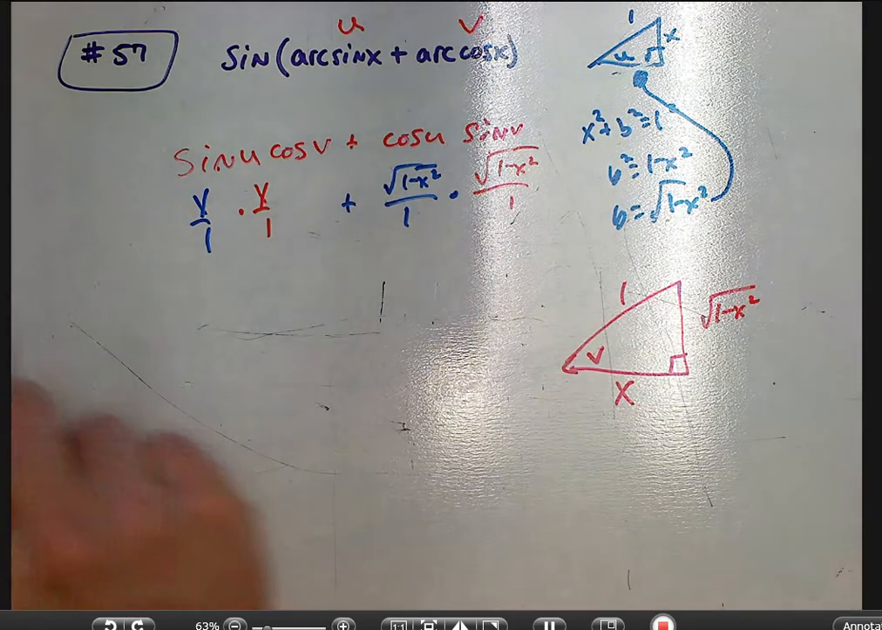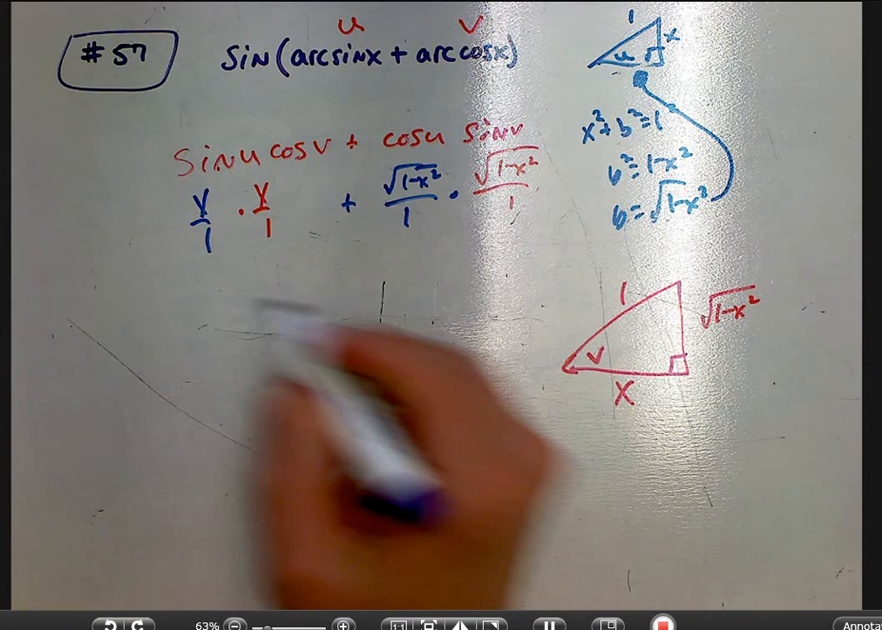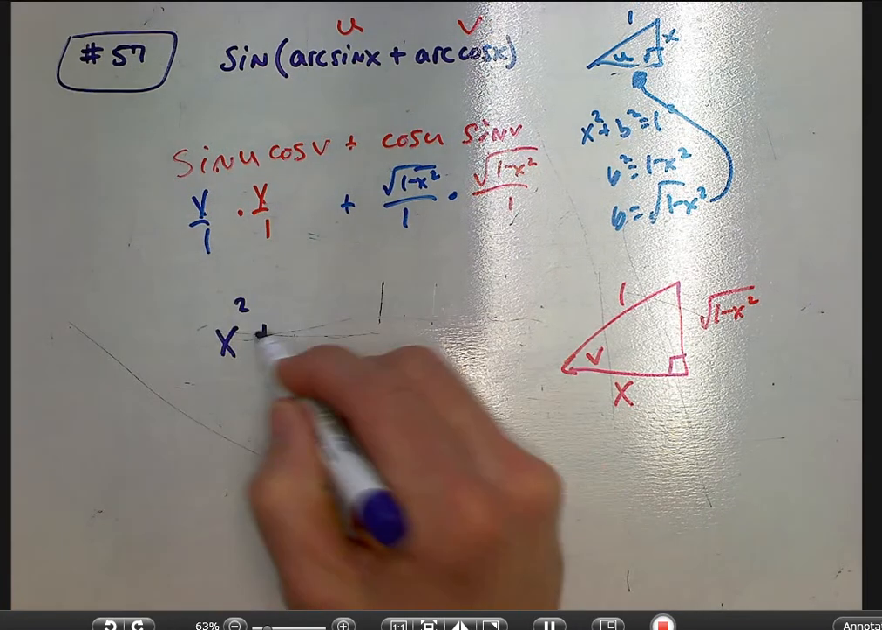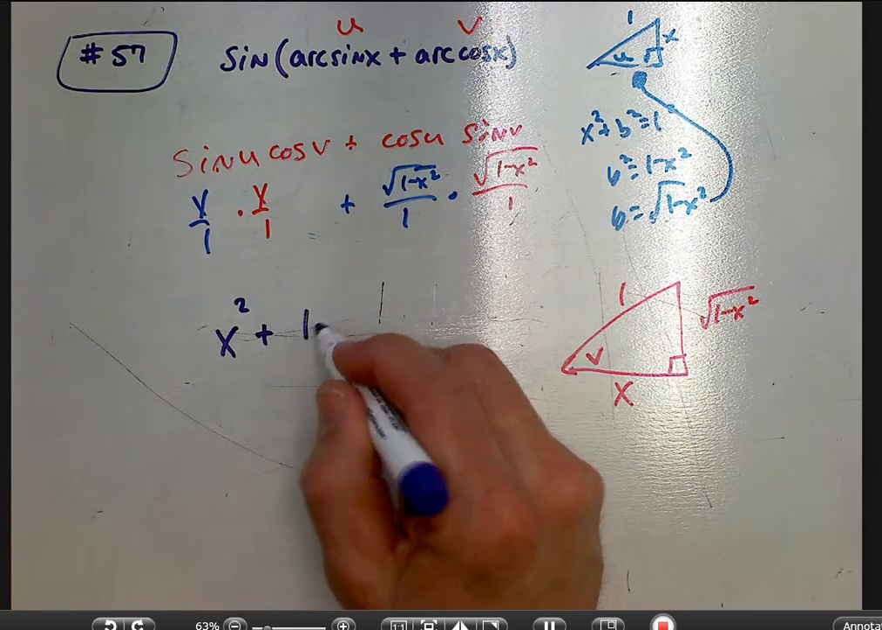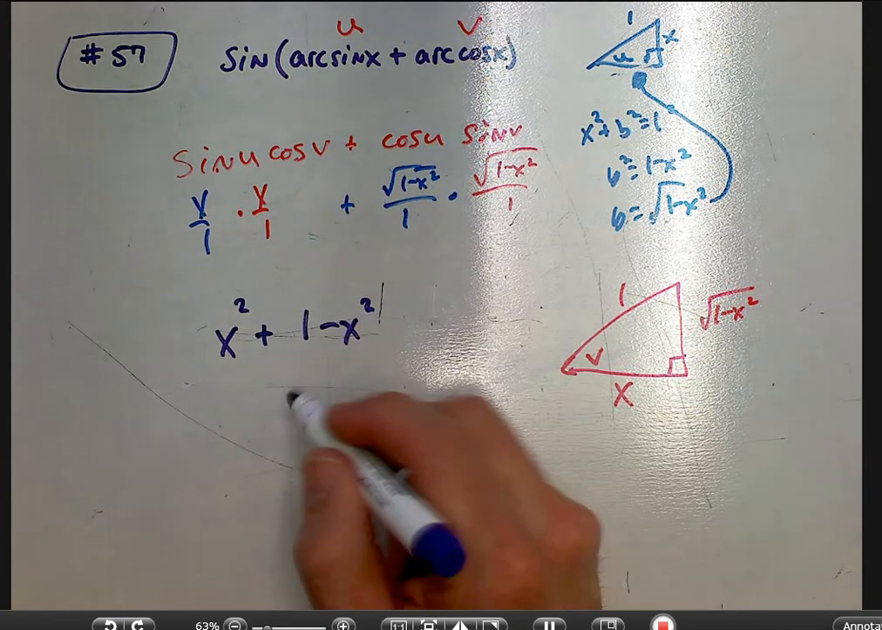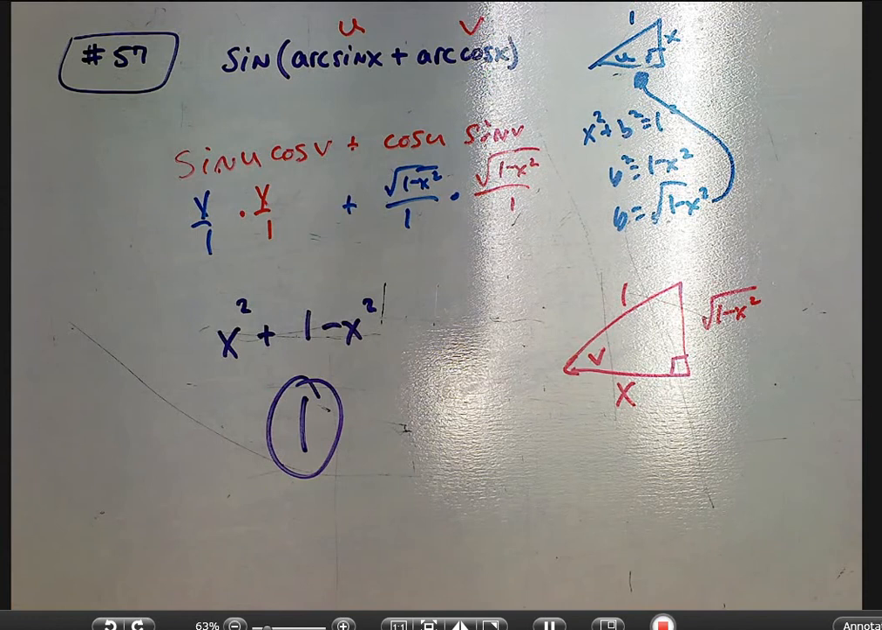Multiply this out. I'm going to get x times x to be x squared, plus multiply these two together, it makes the square root sign disappear, so it's 1 minus x squared. And the final answer is going to be just 1. Nice problem. Alright, ask questions if necessary.